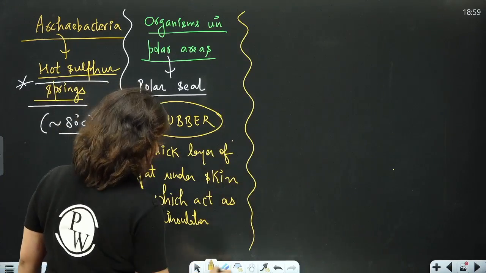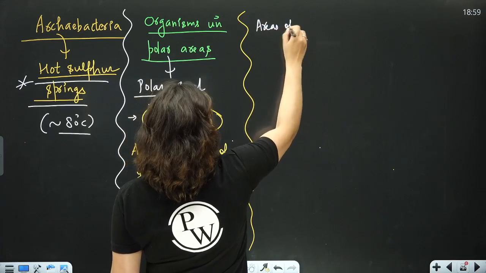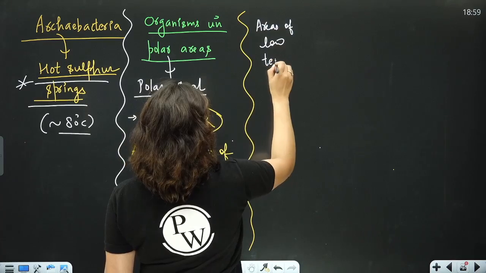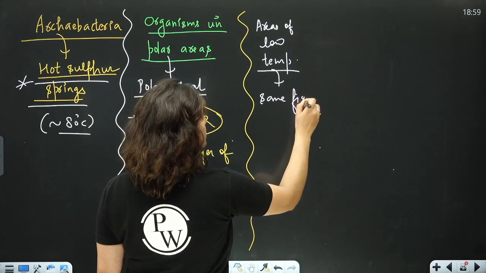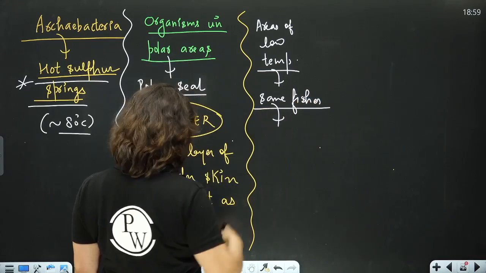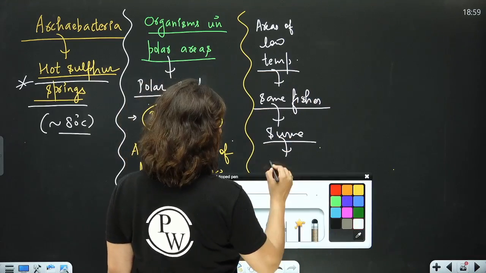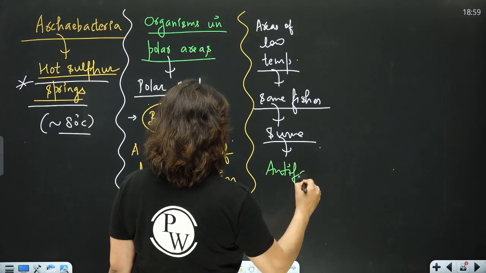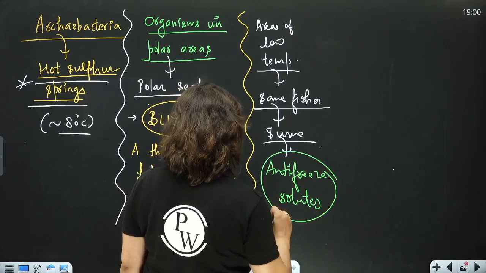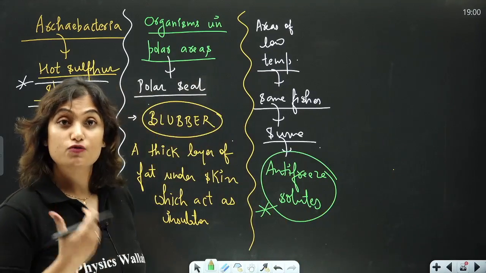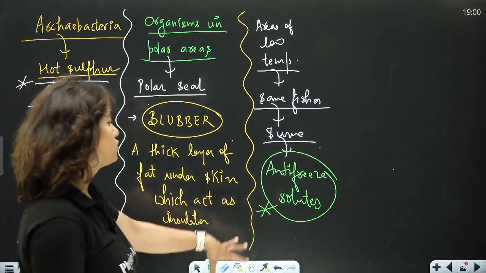Okay, then comes areas of low temperature. In the areas of low temperature, some fishes survive easily. And how do they survive easily? Because they have some antifreeze compounds in them. They have some antifreeze solutes which help these fishes so that they are not frozen in the cold environment. So they have antifreeze solutes.